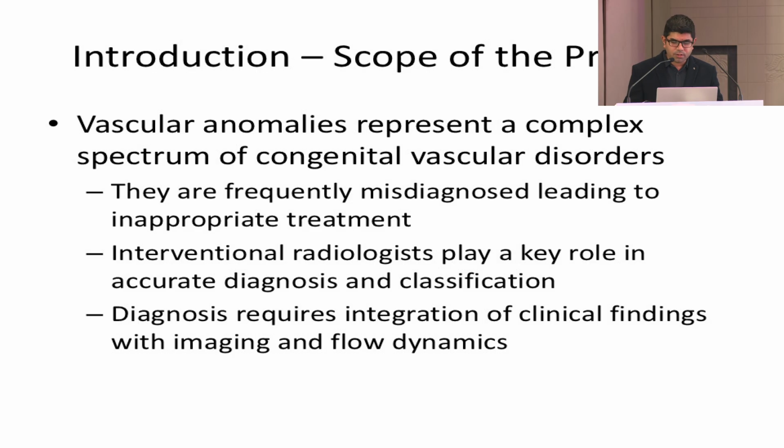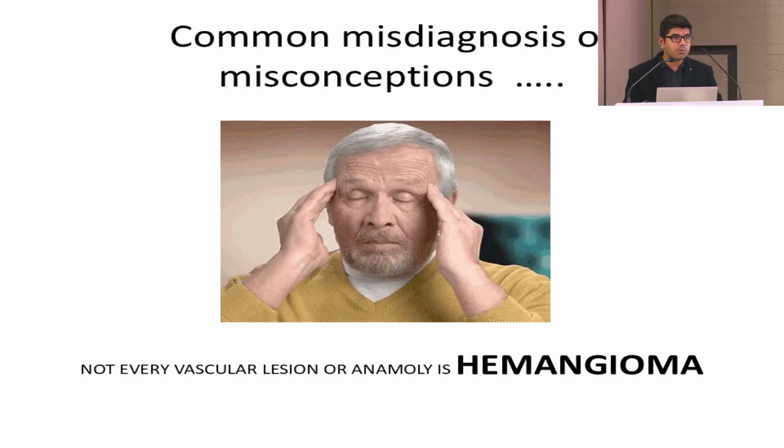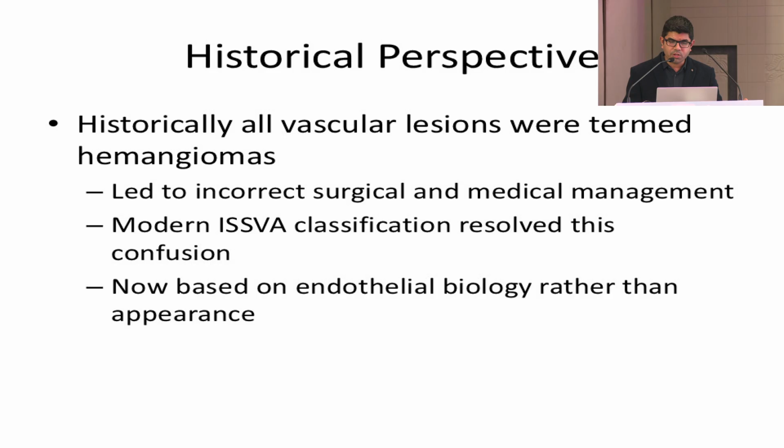As already said in a very elaborate talk, sir has told about the classifications and everything. So vascular anomalies represent a complex spectrum of congenital vascular disorders, and the problem is many times the report comes as a hemangioma. Hemangioma is a broader term that has been categorized, and this perspective has to be broken. Historically, all vascular lesions were termed hemangioma, and this led to incorrect surgical and medical management.